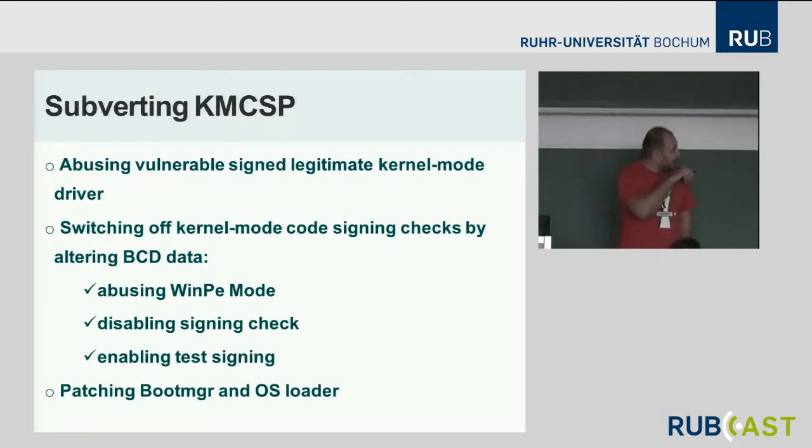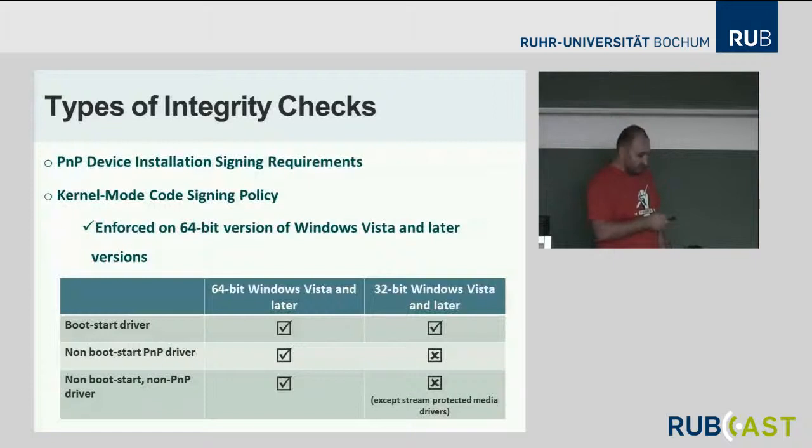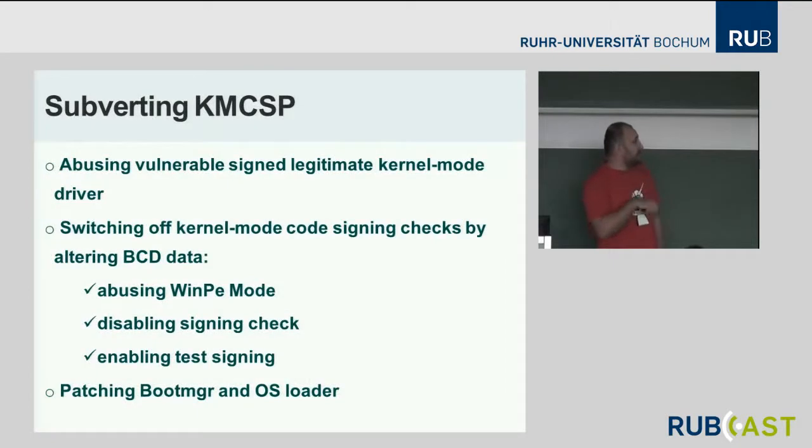Next point, switching off kernel mode code signing checks by boot configuration data, abusing BCD, disabling the signing check, enabling test signing. It works if you have privilege. You can switch a registry key to enable test signing or disable the signing check in the registry. And the most interesting point is patching the boot manager and operating system loader.